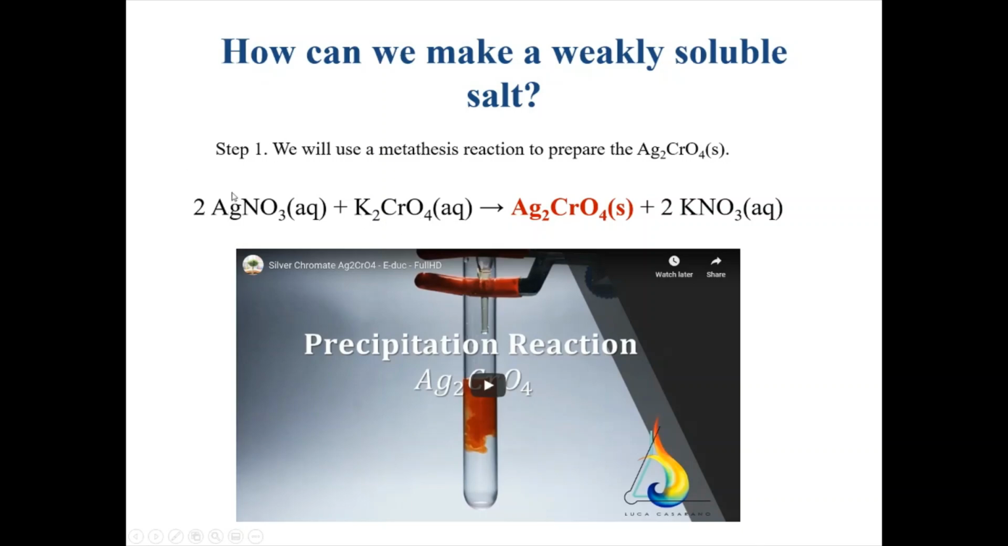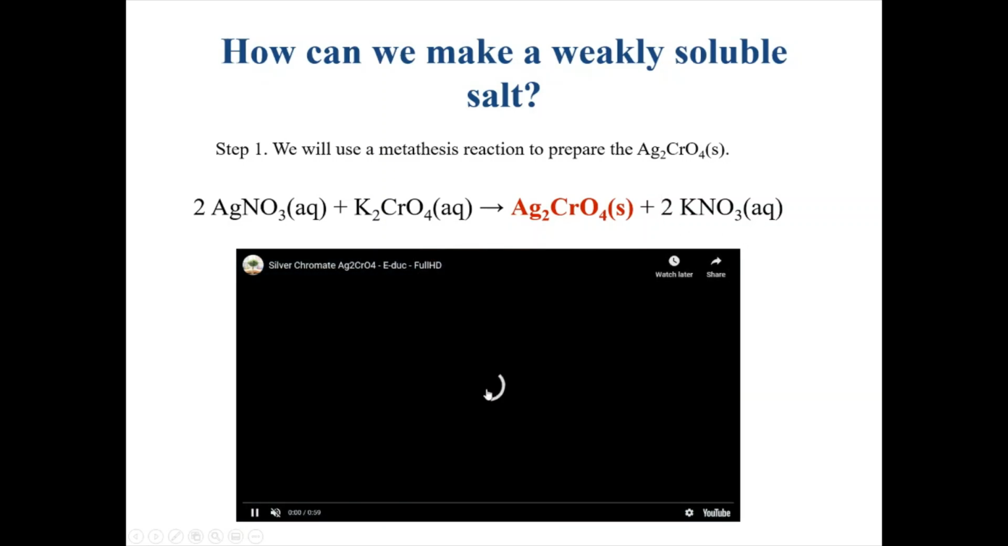When these two combine, they're going to exchange partners in a metathesis reaction, and they're going to make silver chromate, which will precipitate as a solid. We know this because silver chromate is quote-unquote insoluble or very weakly soluble. So if Q is greater than KSP, meaning our concentration of silver and our concentration of chromate is greater than the value of KSP, we are going to make solid silver chromate. And then the other thing we'll have in solution is some excess potassium nitrate. And we'll get rid of this by washing. So let's take a look and see what this reaction looks like.